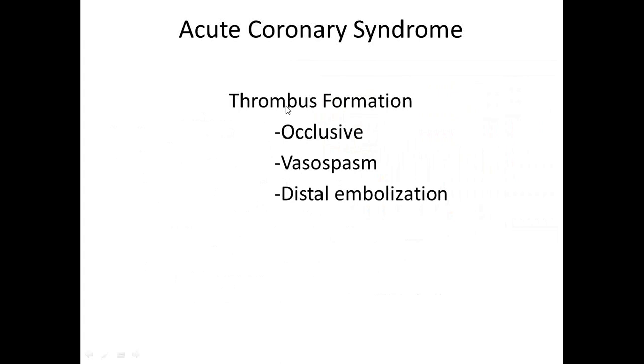So the thrombus, or the clot that is formed, can be occlusive. That means it can completely occlude the blood vessel lumen, or it can cause vasospasm. That is, the blood vessel goes into spasm. Or you can get distal embolization. That is, the clot or the thrombus breaks off and travels distally.